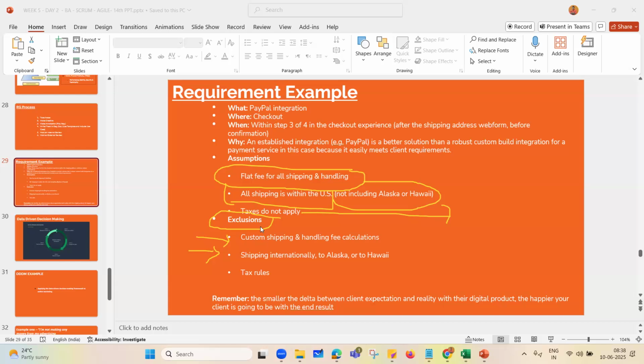With me so far, everyone? Yes, super. Now, any tax rules will also be included. So this is how you are developing one requirement. You maintained exclusion, assumption, and inclusion, and made them part of the documentation. Here it clearly states that the smaller the delta between client expectation and reality with the digital product, the happier your client is going to be with the end result.